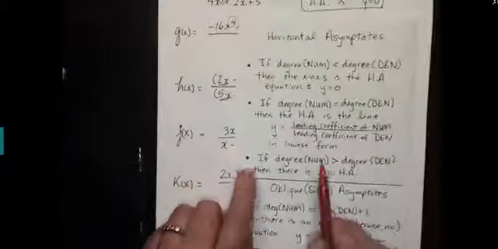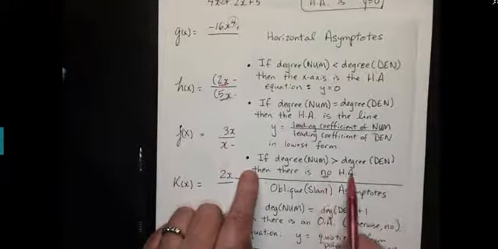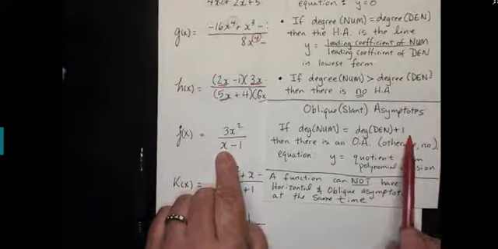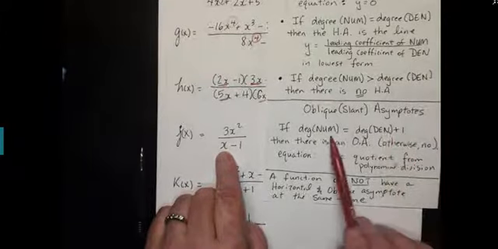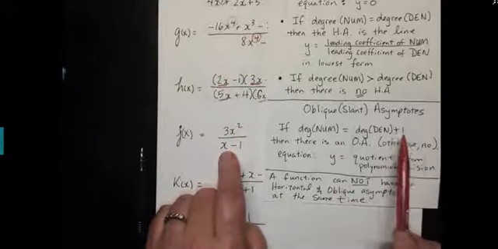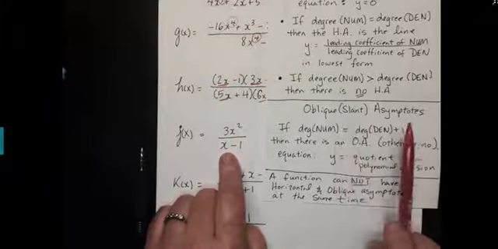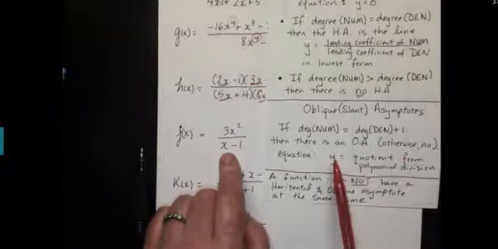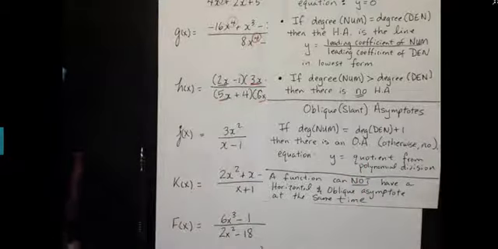Well, the degree of the numerator is 2. The degree of the denominator is 1. So we're not going to have a horizontal asymptote. Now here, the degree of the numerator is 2, and the degree of the denominator is 1. So the degree of the numerator is 1 more than the degree of the denominator. So we will have an oblique asymptote. And the equation we get is y equals the quotient when we do polynomial division.